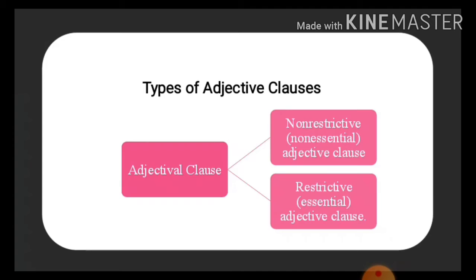Again, the next is types of adjective clause. There are two types of adjective clause. The first type is non-restrictive or non-essential adjective clause, and the second type is restrictive or essential adjective clause.